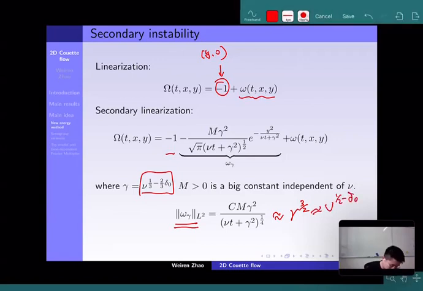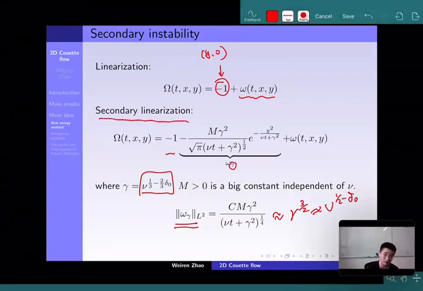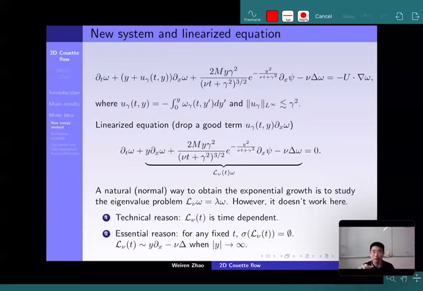So this omega gamma is still a very small perturbation, but we have to take it into account when we want to show some instability. This we call the secondary linearization. Instead of linearizing around the Couette flow, we linearize around the Couette flow plus something, and this thing is small. Once we introduce this new background flow, we can linearize around it, and we obtain a slightly complicated system.